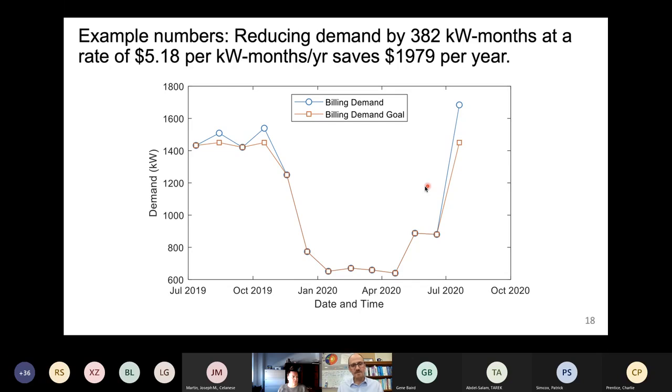So some example numbers. One facility, I believe it's a different facility than what I just showed here, but reducing demand by 382 kilowatt months at a rate of $5.18 per kilowatt month saved about $2,000 per year. So this was their billing demand, the blue circles, that was their actual demand. And notice this blue circle was kind of higher than average. So if this facility was able to meet a demand goal and keep all of their demand lower during that month, then they could save this $2,000 per year.